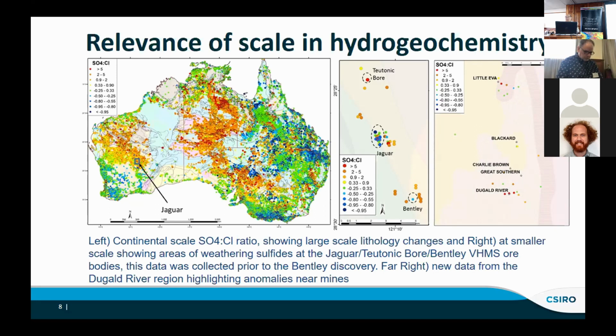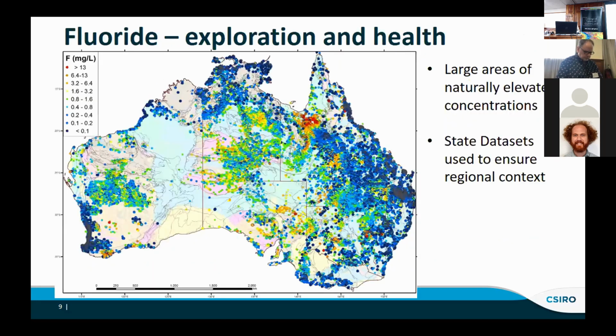In the East Isa study, we find that the background is pretty low in sulfate to chloride. However, if you look at the two deposits, Little Eva and Dougal River, you see a very high sulfate to chloride ratio. That's because it's in an oxidizing environment and the sulfate is still stable. That's one of the examples of why we need the regional pattern for interpretation. It's not just that sample, that bowl water, that you can use for interpretation.